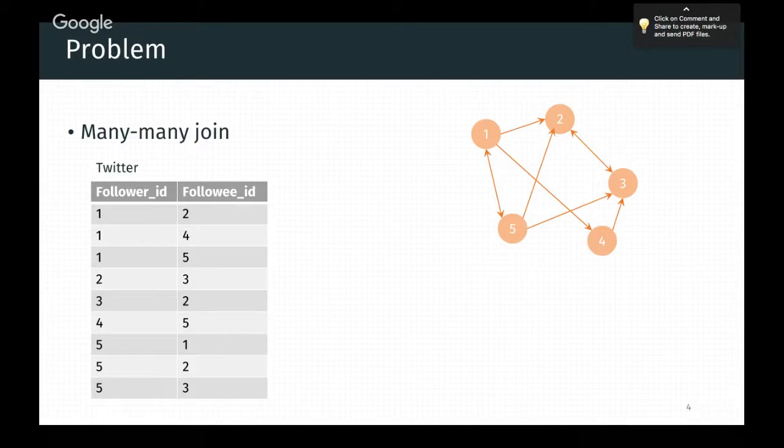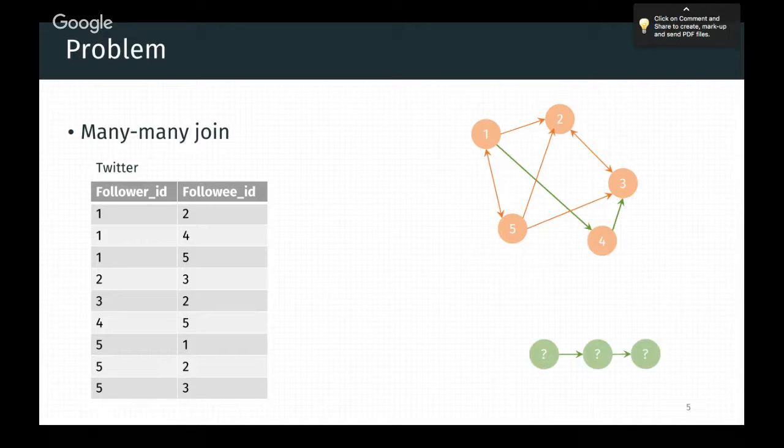The many-to-many join is another common two-table join. In this example, we have a Twitter following relationship table. Each tuple contains a follower ID and a followee ID, which describe a follow relationship in this social network. The first tuple 1, 2 means that user 1 follows user 2. So there is a directed edge from node 1 to node 2. This table describes that follower-followee relationship.